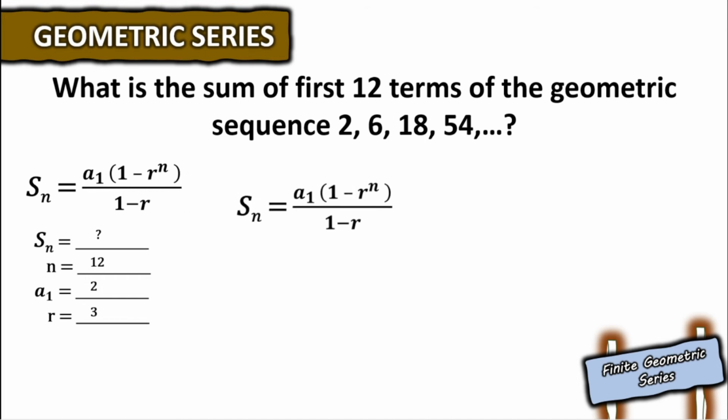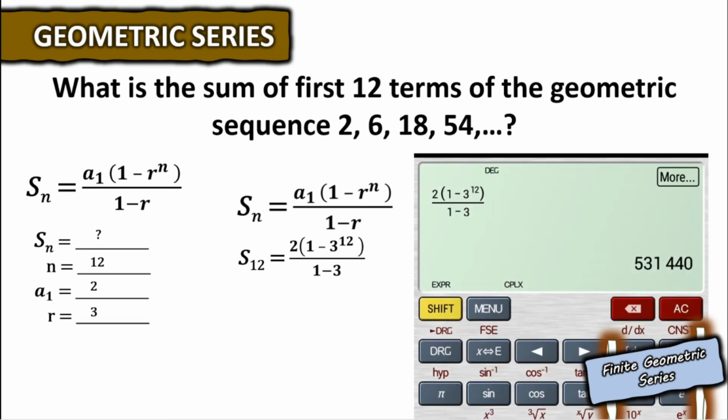Using the rule, S sub n is equal to a sub 1 multiplied to the quantity of 1 minus r raised to n over 1 minus r, and substituting the obtained necessary details, we can have S sub 12 is equal to 2 times the quantity 1 minus 3 raised to 12 over 1 minus 3. A scientific calculator can be used para sa mas mabilis sa pag-calculate or pag-compute.